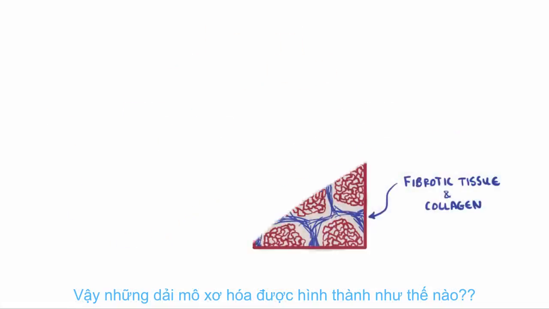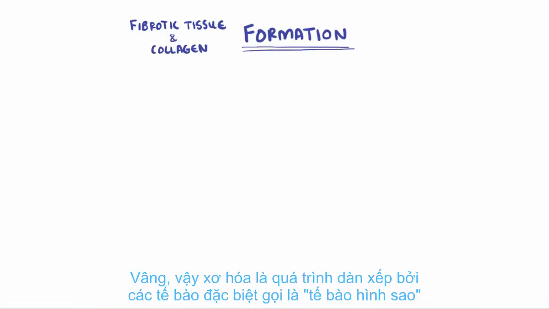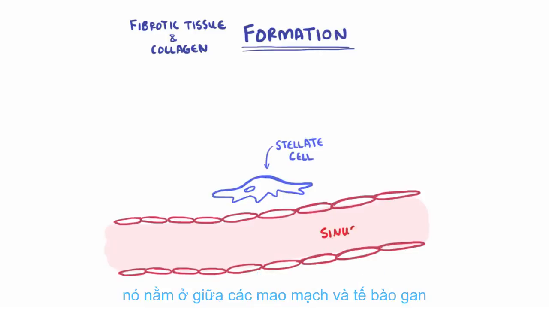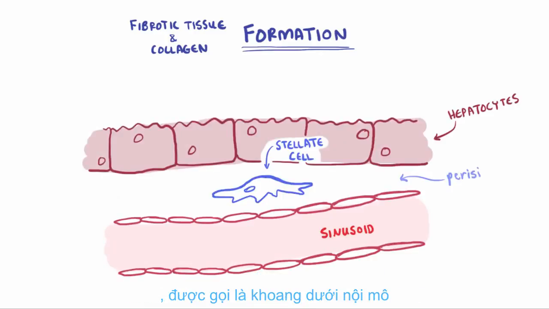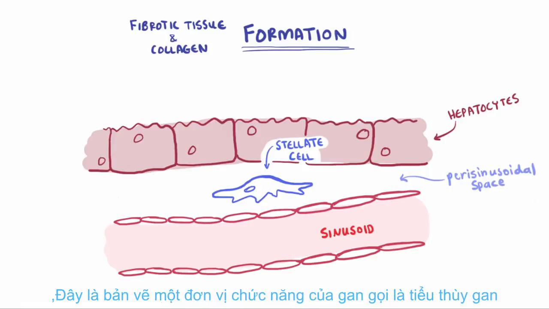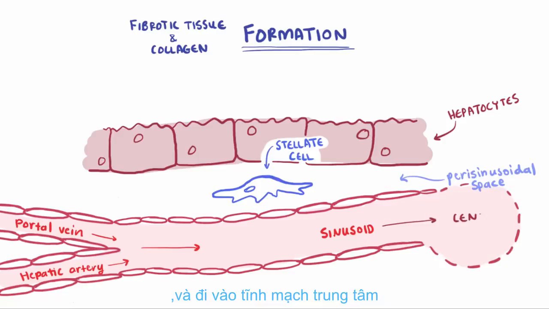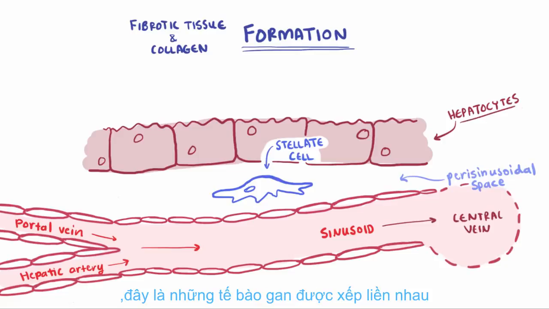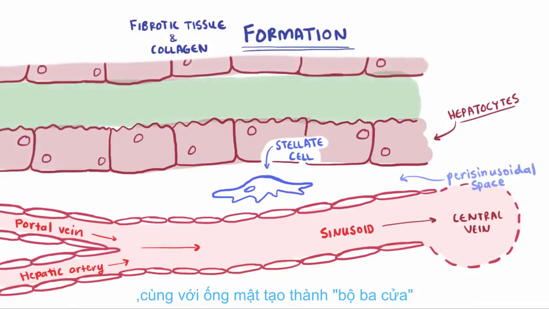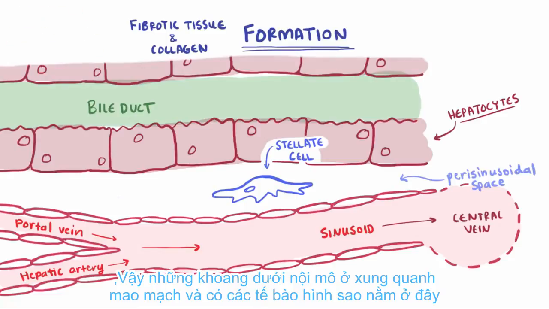Alright, but how do these bands of fibrotic tissue form though? Well, fibrosis is a process mediated by these special cells called stellate cells that sit between the sinusoid and hepatocyte, known as the parasinusoidal space. Here's a pretty basic layout of the basic functional unit of the liver. You've got the portal vein and the hepatic artery that combine into a sinusoid, which then goes into the central vein. And these are all lined with hepatocytes, right? Along these, though, you've also got a bile duct, and all these three constitute a portal triad. So the parasinusoidal space, which literally means around the sinusoidal space, and stellate cells are about here.